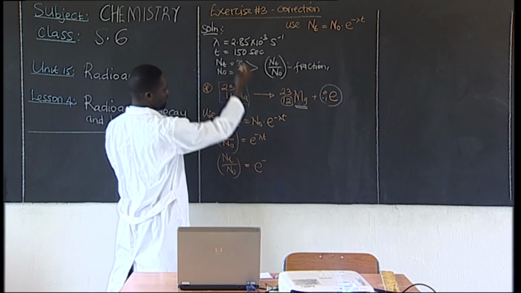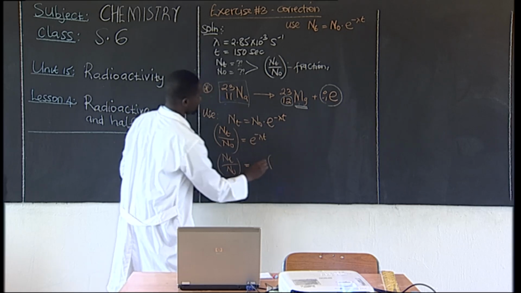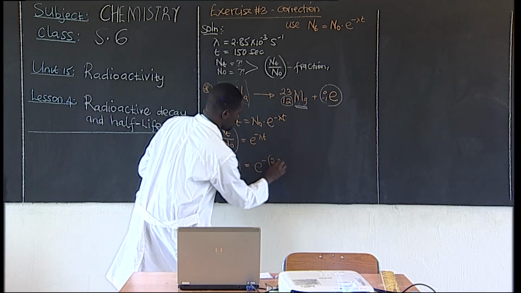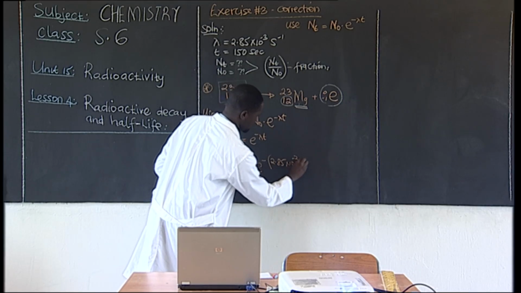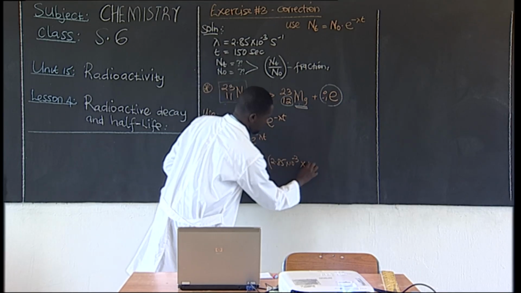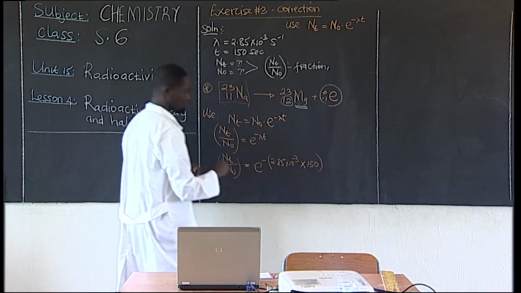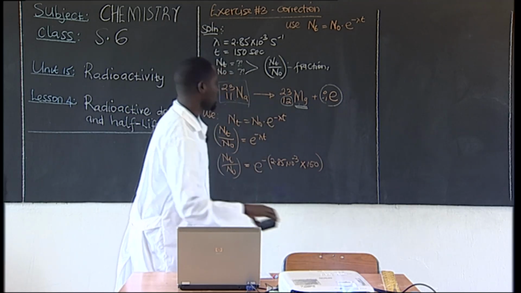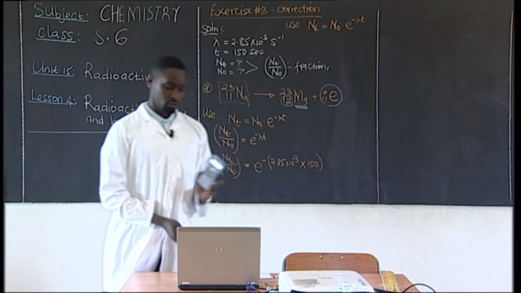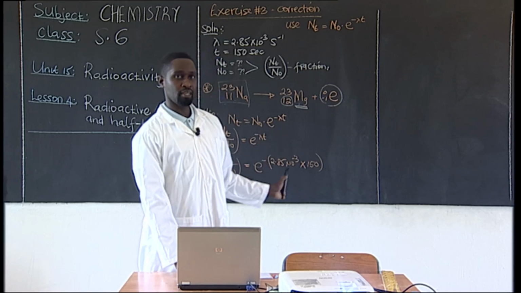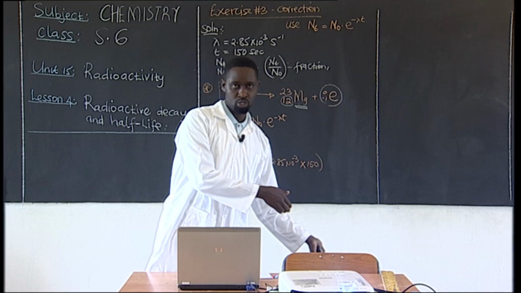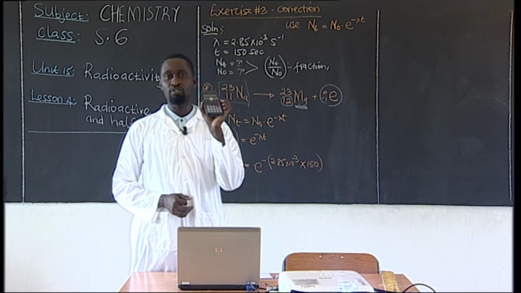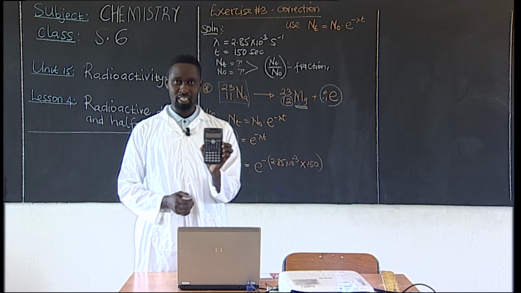Just substitute the values. Negative 2.85 exponent negative 3 times 150. Just combine, and using our calculator. Of course, you know we are doing the calculations at this moment basing on our previous lessons. I expect you to come with your scientific calculator.